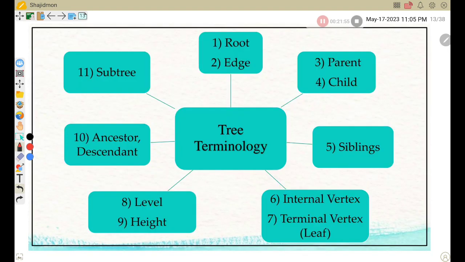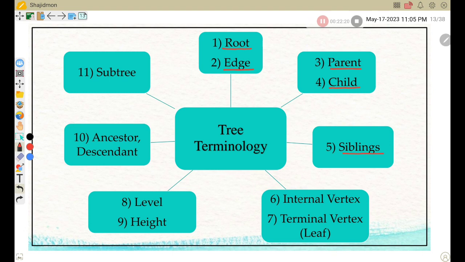Now we will come to the main point: tree terminology. In a tree there are some points we need to know for better understanding of trees. What is the meaning of root vertex? What are the edges of a tree? What is the meaning of parent vertex? What is the meaning of child vertex?